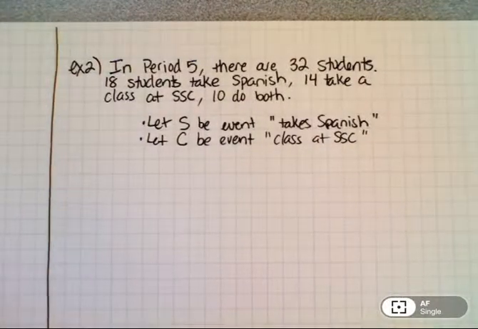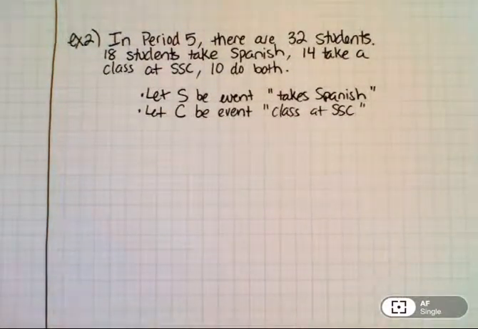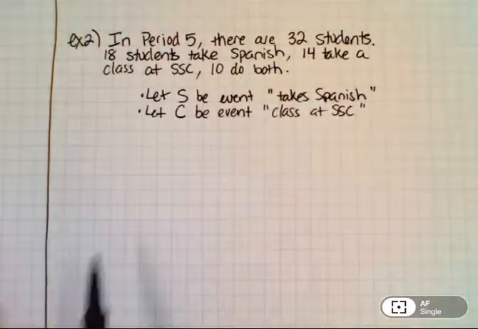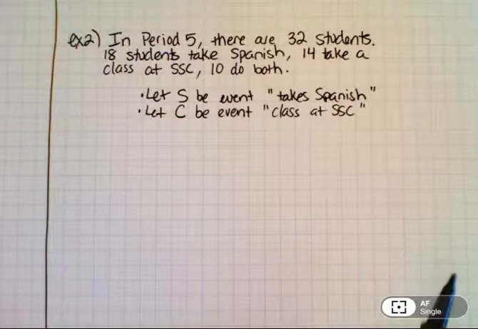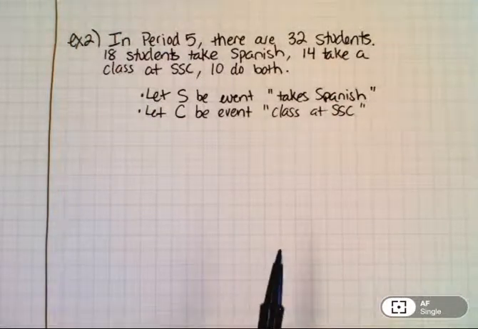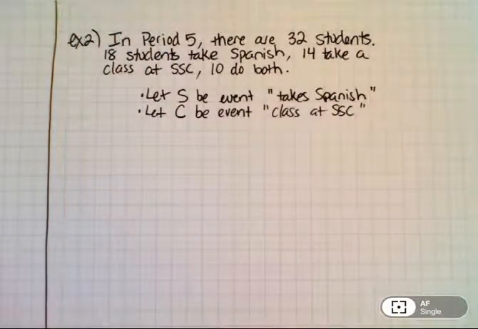So here's what we want to be able to do. I want to be able to ask you, what's the probability that if I randomly pick a student out of my 5th period geometry class, they take Spanish? Or what's the probability that they don't take Spanish or a class at Sabin-Schellenberg Center? And in order to work out those probabilities, we really need to know how many students take one, how many students take another, how many students take both. And so that's why a Venn diagram is really, really helpful here.